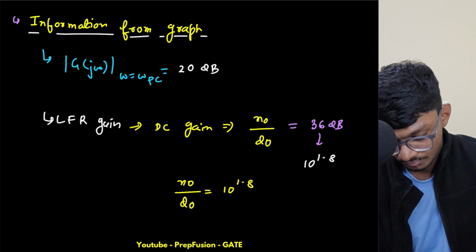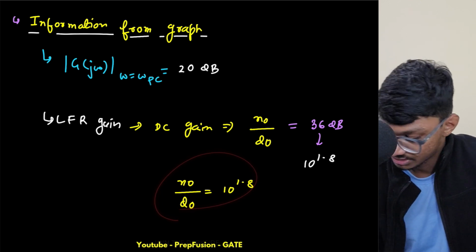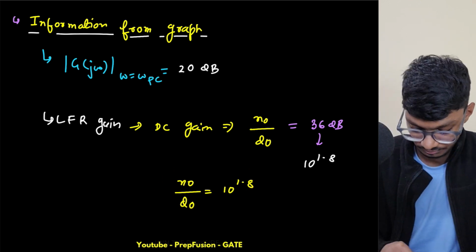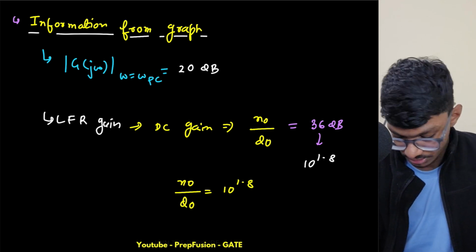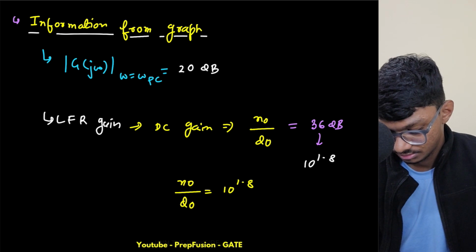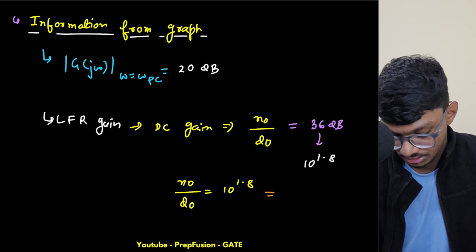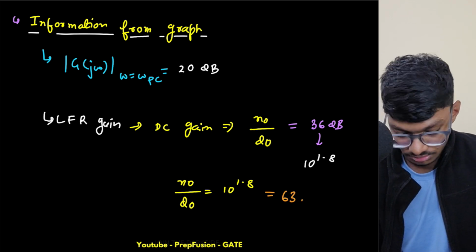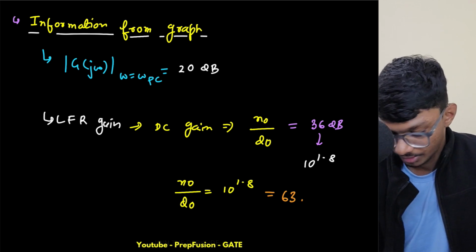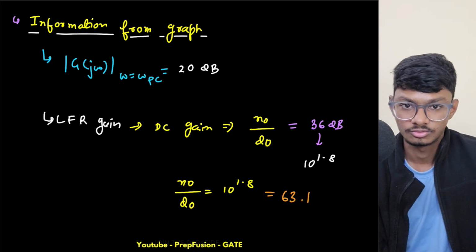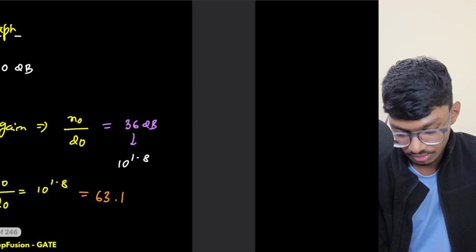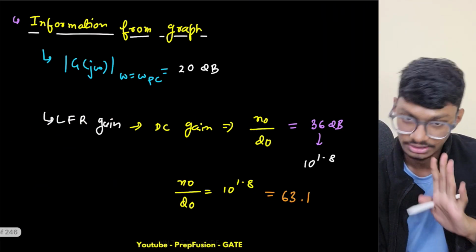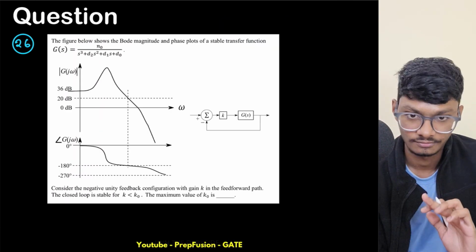Now what is this value? Let me calculate this. It is 63.1. So n naught by d naught equals 63.1. Okay, so these are the two pieces of information that I know from the graph.